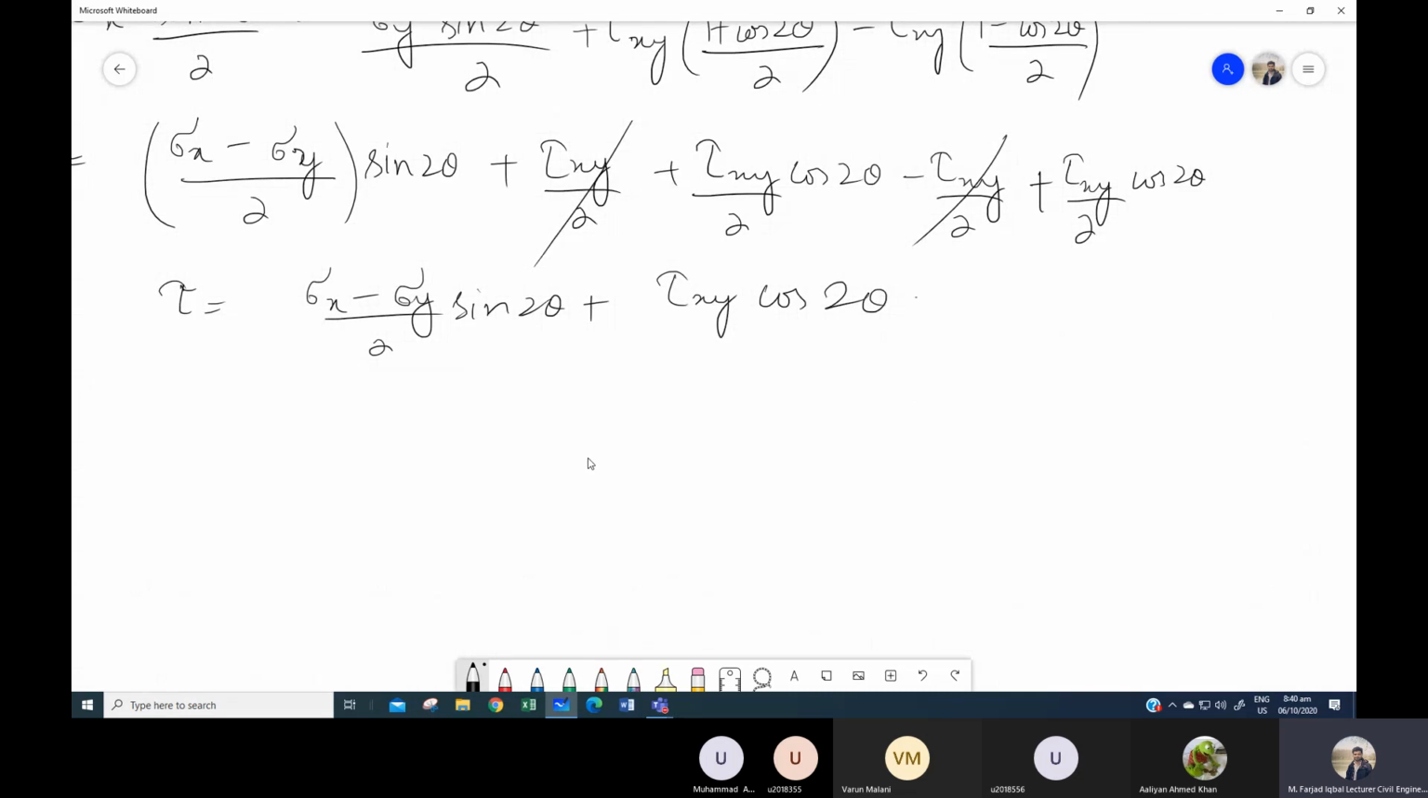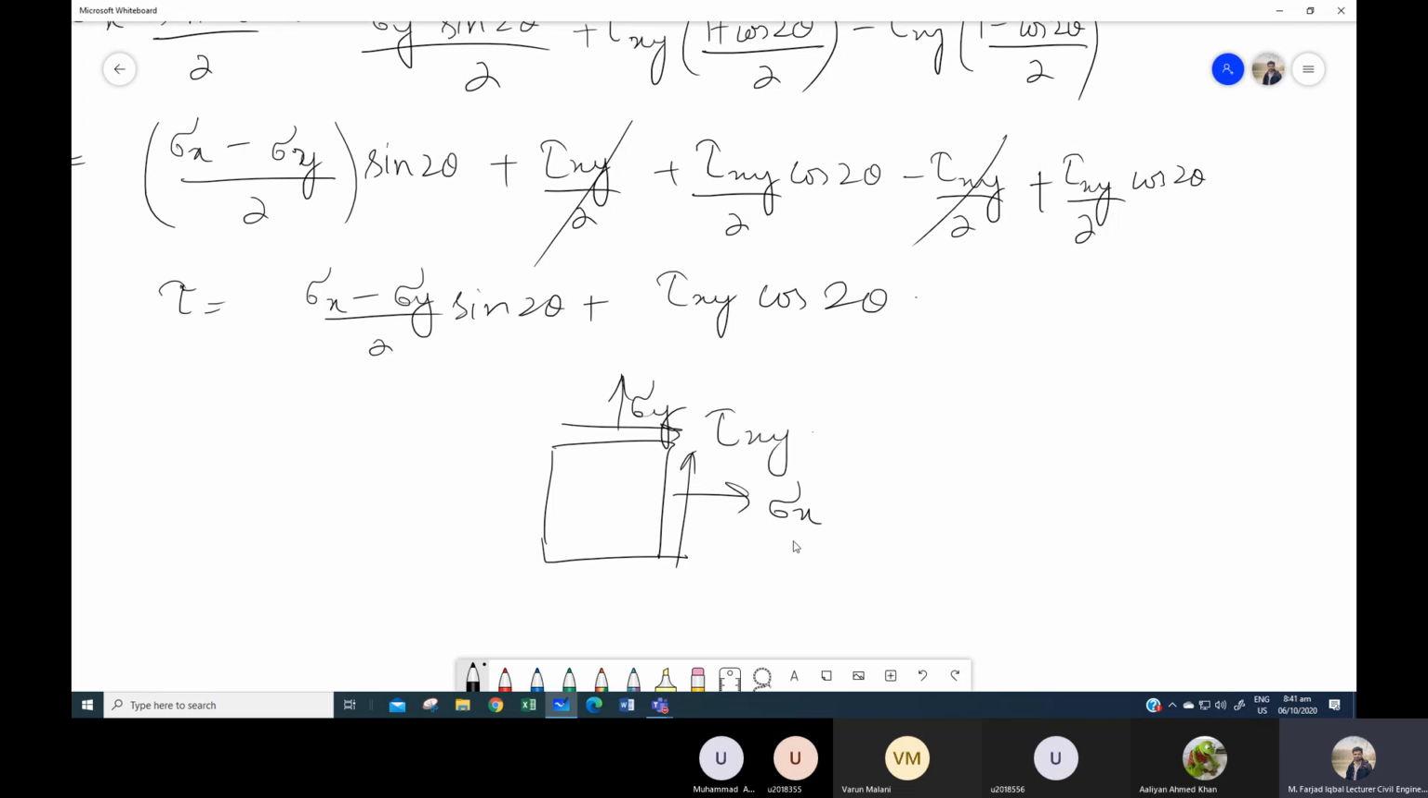So now, for example, if this is the straight element and these are sigma x, sigma y, and this is tau xy, right?